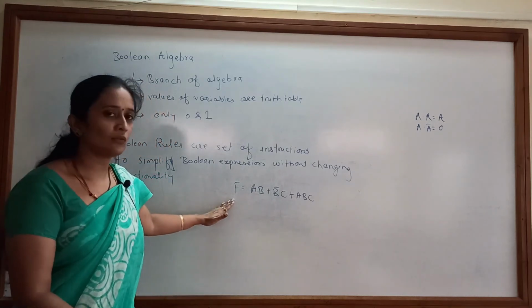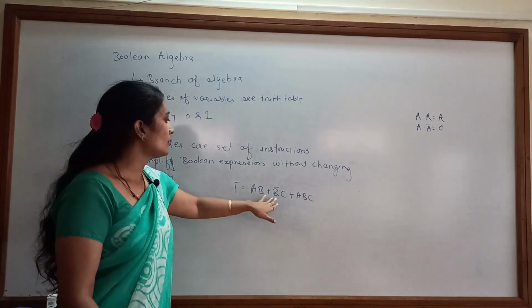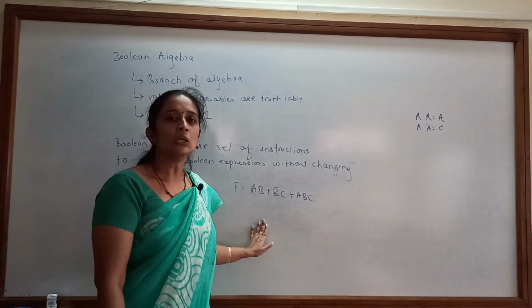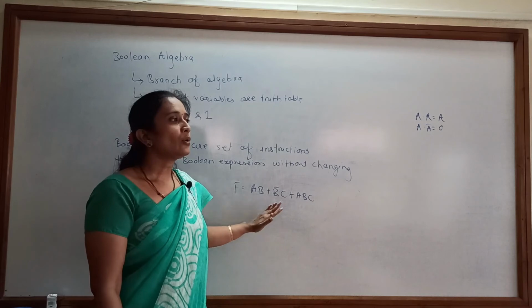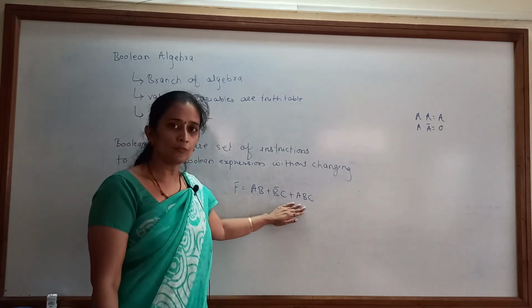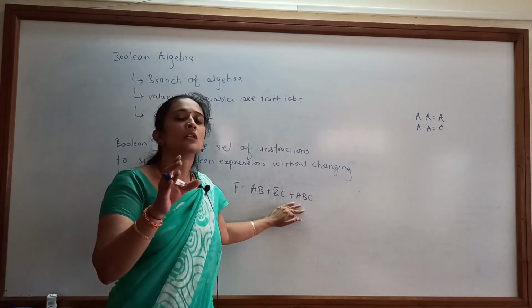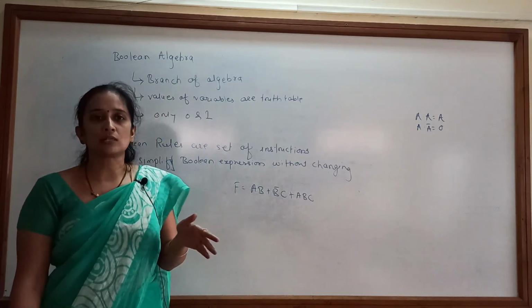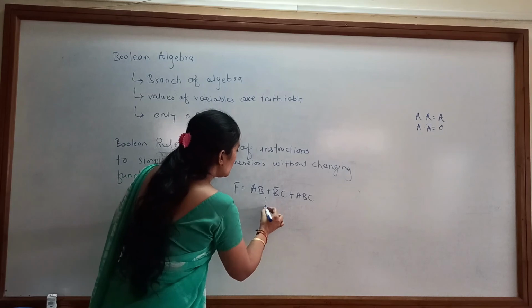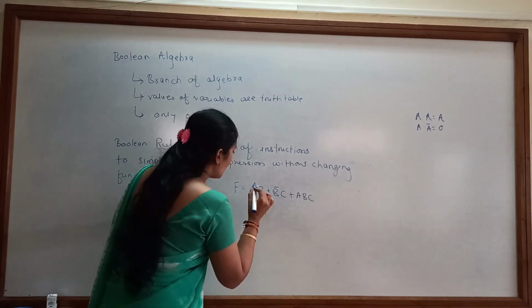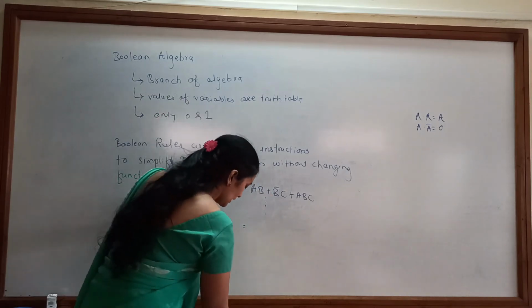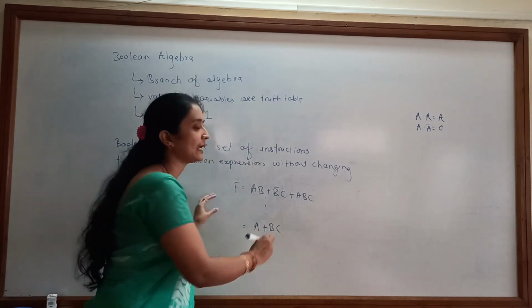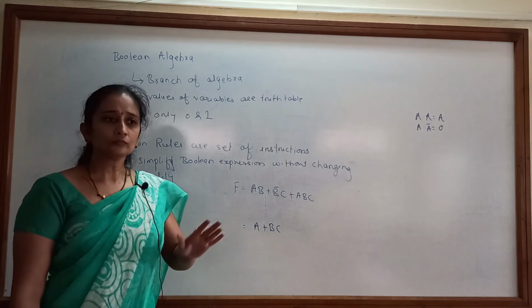I have taken one expression, f is equal to ab plus b bar c plus abc. This is called a Boolean expression. Now to solve this expression we have to follow some rules. Those rules are called Boolean rules. If we apply those rules we will get the final answer. For example, for this expression the answer will be a plus bc.